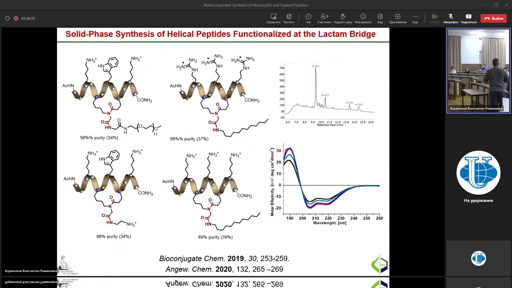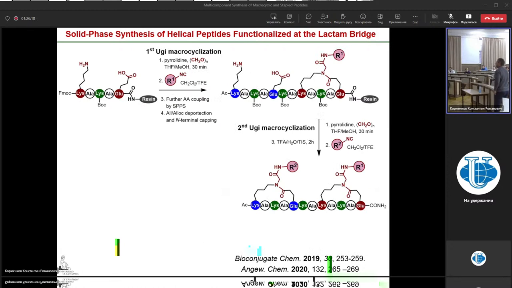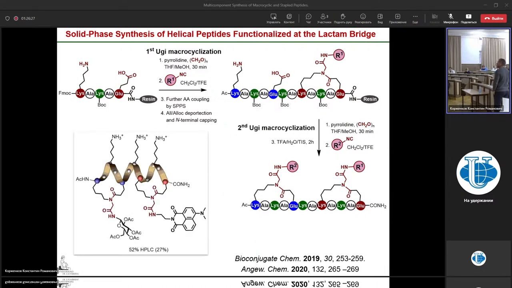In Cuba, when we don't have too much solvent, this is very relevant, to not waste solvent and to do less chromatography purification, okay? We also have an example in which we grow the peptide, we make one macrocycle, then we continue to grow and we make a second macrocycle, and then we can introduce two different types of functionality. For example, this NBD fluorescent label and a sugar in two different staples of the peptides, okay?